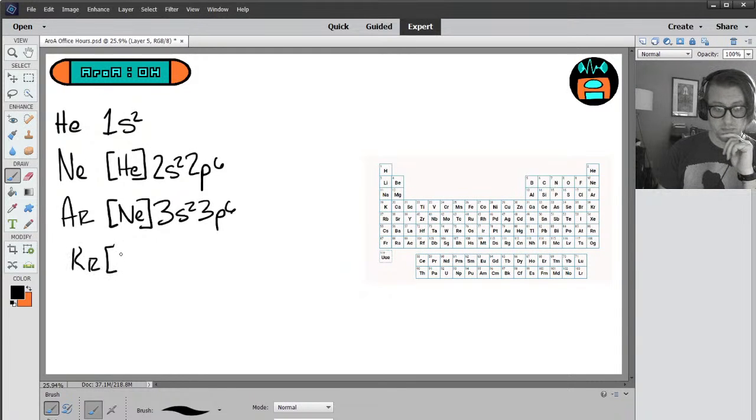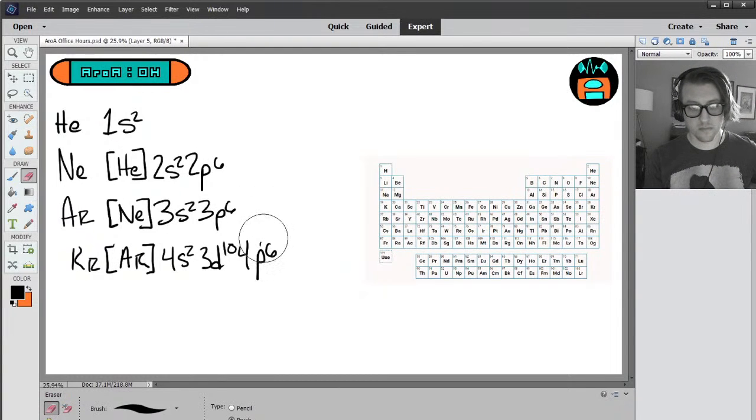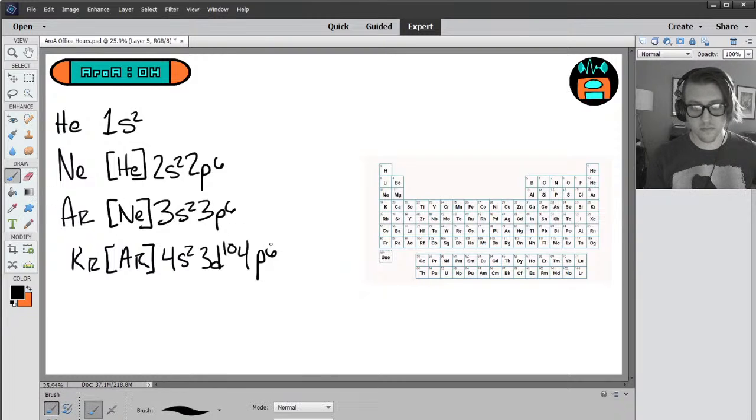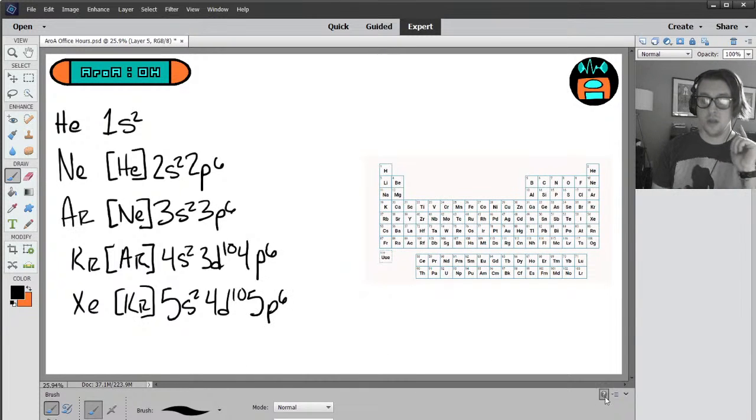Krypton has argon for its noble gas abbreviation, and it is 4s2 3d10 4p6. Now, let's do one more. Xenon has krypton for its noble gas abbreviation. Its electron configuration is 5s2 4d10 5p6. Now, there's a common theme here.